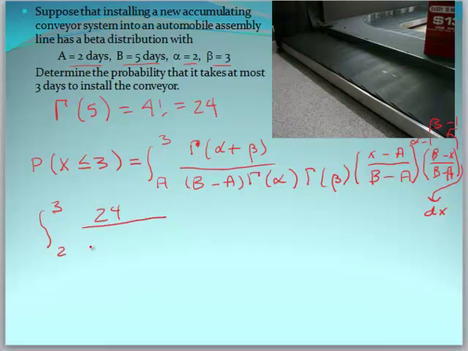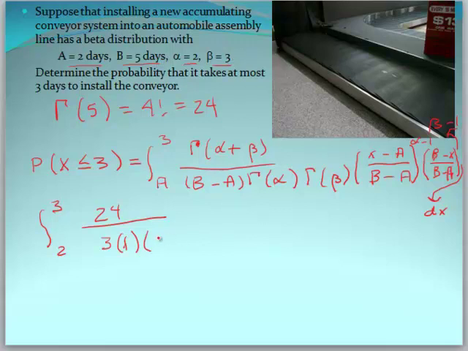And then down here we're going to have, well, let's see, b minus a is going to be 5 minus 2, which is 3. Gamma of alpha is going to be gamma of 2, which is 2 minus 1 factorial, so that will just be 1. And then gamma of beta, well, beta is 3, so it'll be 3 minus 1, which is 2, 2 factorial, which is just 2.